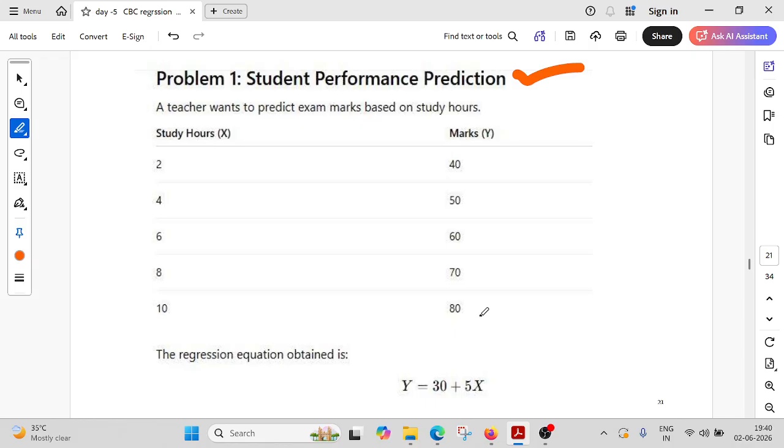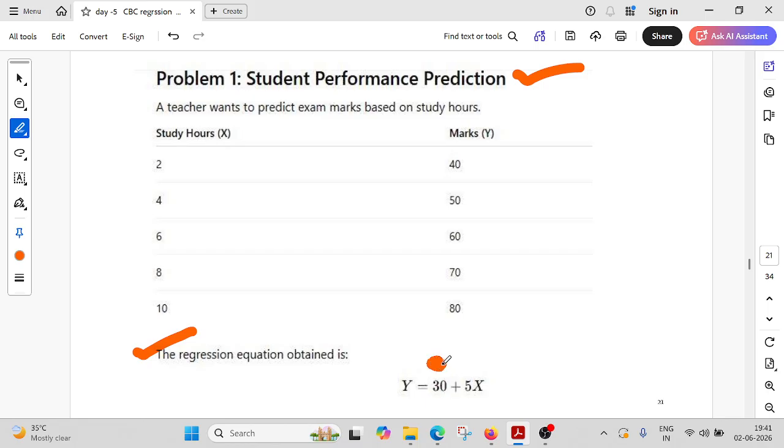Now our aim is to predict whether students are going to get very good performance, least performance, or average performance, right? So you know the regression equation. What is that equation? Y equals a plus bx, right? So the a and b values they have given.